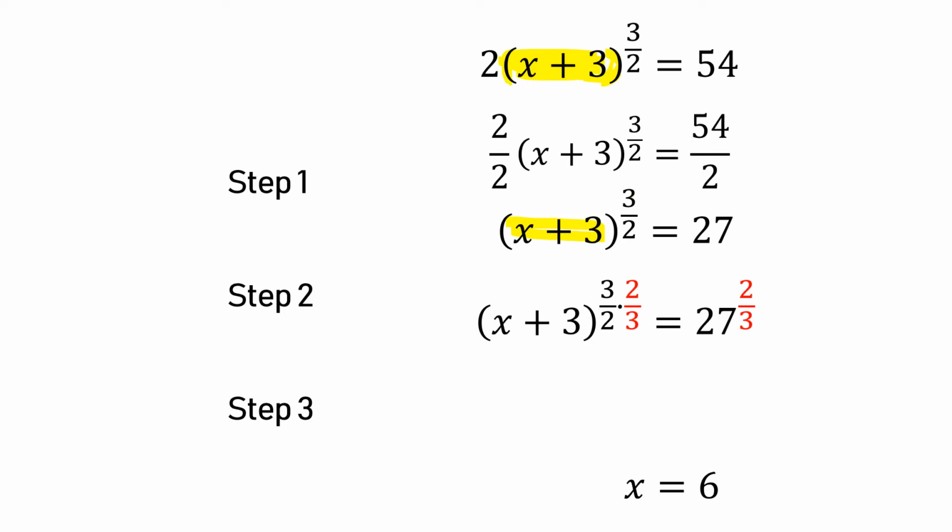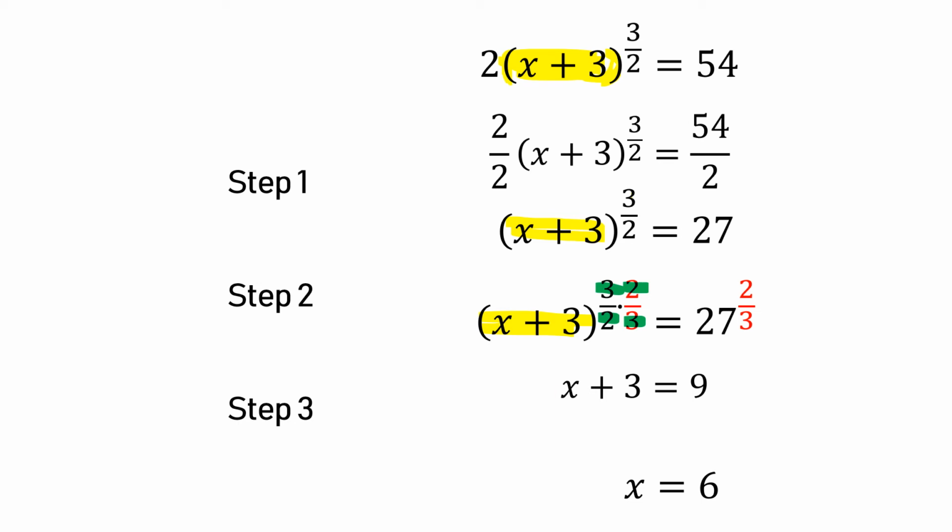Okay, so 2 over 3, 2 over 2 will be 1, 3 over 3 will equal 1. In other words, we have 6 over 6, everything is equal to 1. So we're just going to have x plus 3 on the left. We have it isolated already. On the right, you can use a calculator for this one. 27 to the power of 2/3 will give us 9. So we have x plus 3 equals 9.